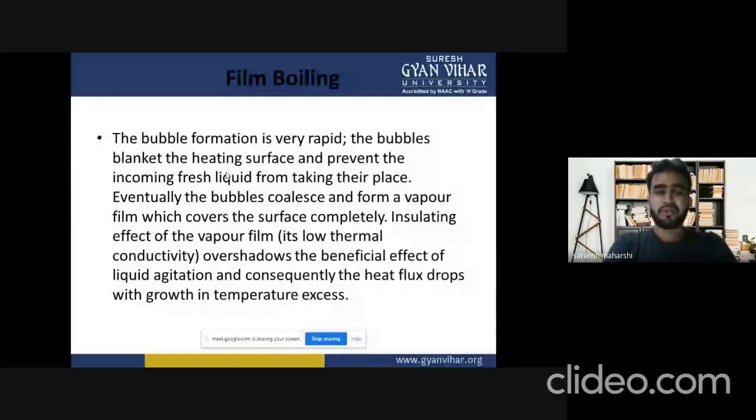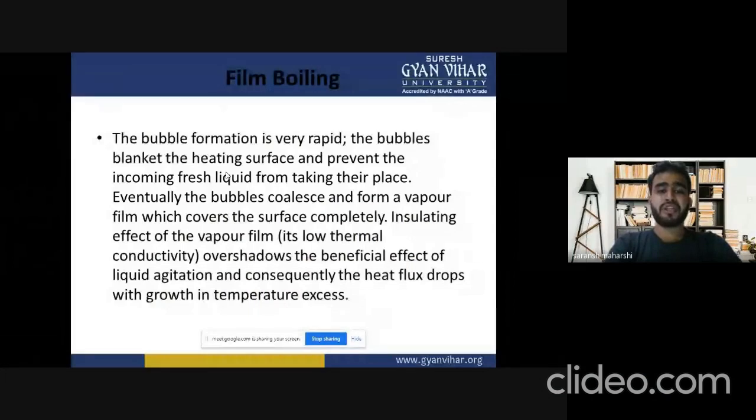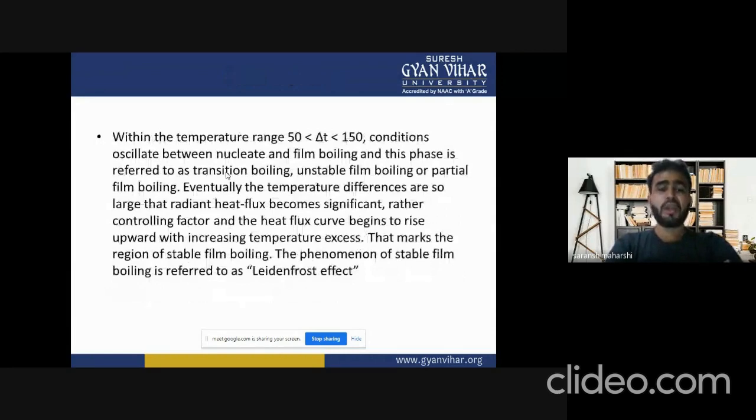Now we will discuss film boiling. The formation is very rapid. The bubble blanket forms rapidly on the heating surface and prevents the incoming fresh liquid from contacting the surface. Eventually, the bubbles collapse and form a vapor film, which covers the surface completely, with an insulating effect. Its low thermal conductivity overshadows the beneficial effects of the liquid agitation and consequently the heat flux drops with growth in the temperature axis. Within the temperature range, delta T lies between 50 and 150 degrees centigrade.